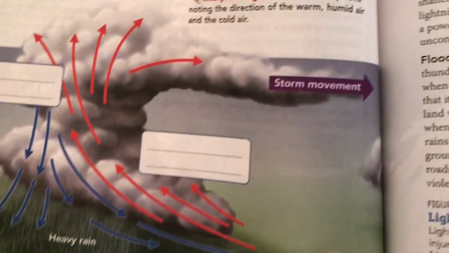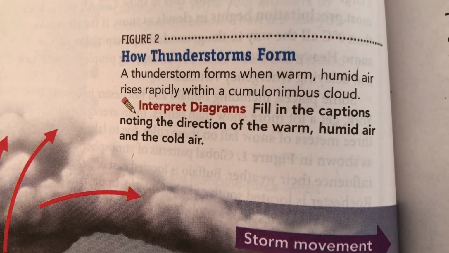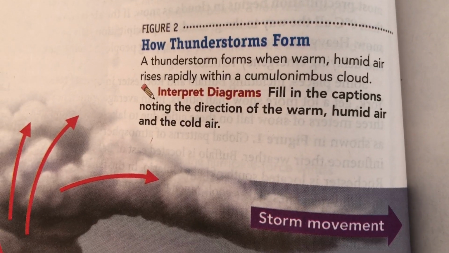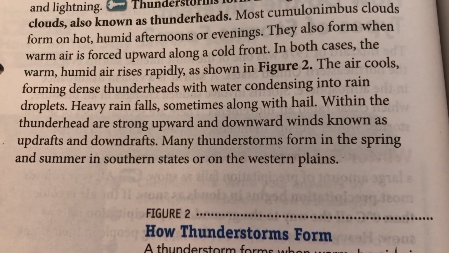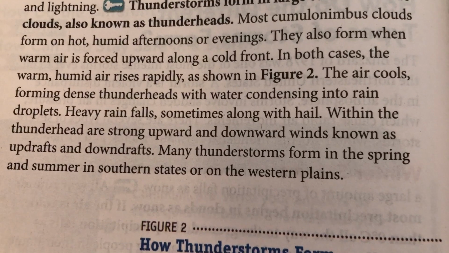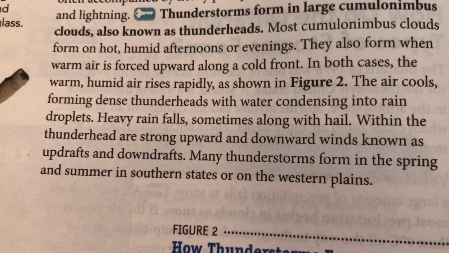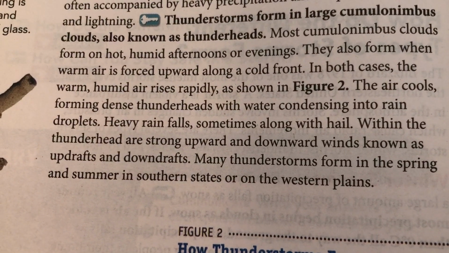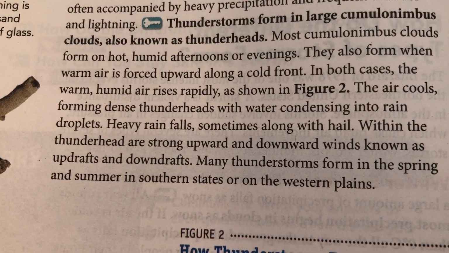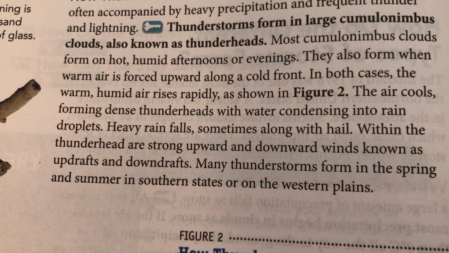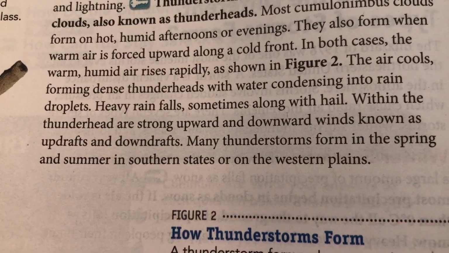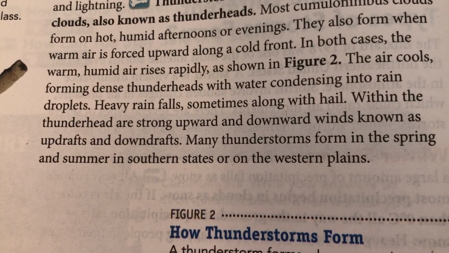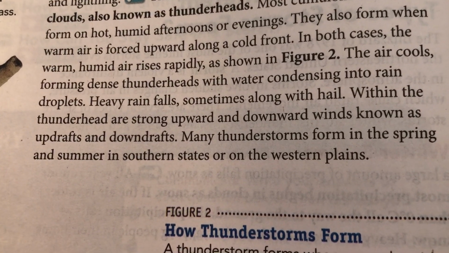Storm movement, heavy rain. A thunderstorm forms when warm, humid air rises rapidly within a cumulonimbus cloud, as we see here. The air cools, forming dense thunderheads with water condensing into rain droplets. Heavy rain falls, sometimes along with hail. Within the thunderhead are strong upward and downward winds known as updrafts and downdrafts. Many thunderstorms form in the spring and summer in southern states or on the western plains.